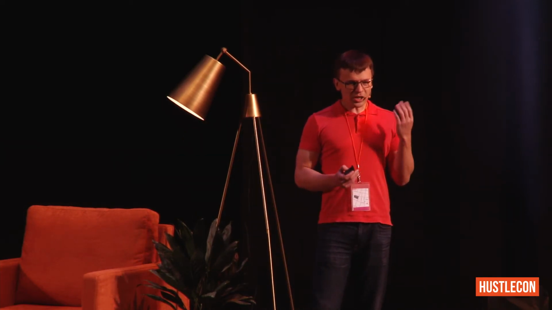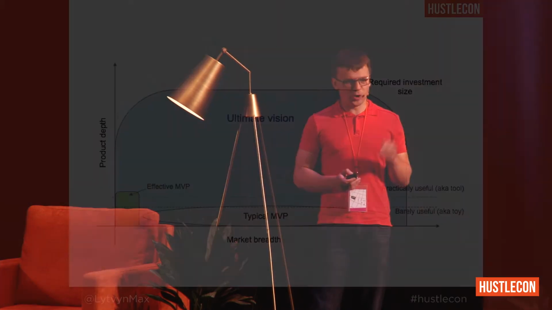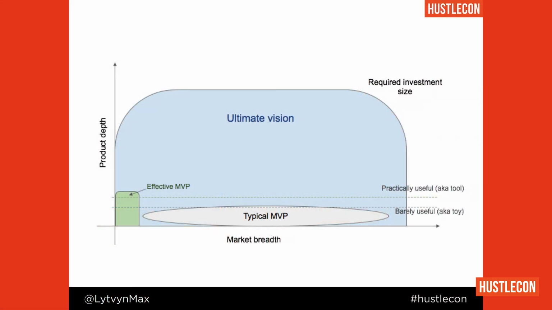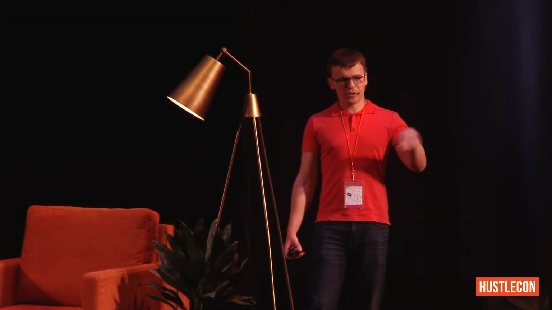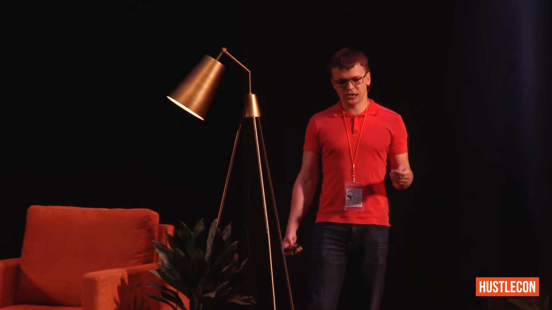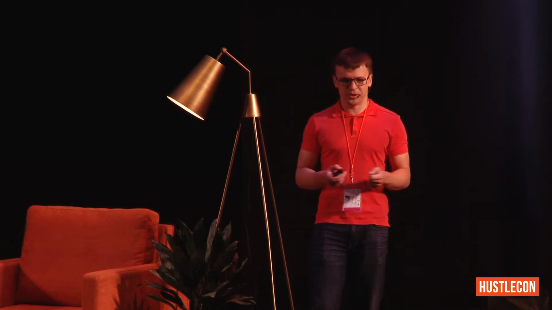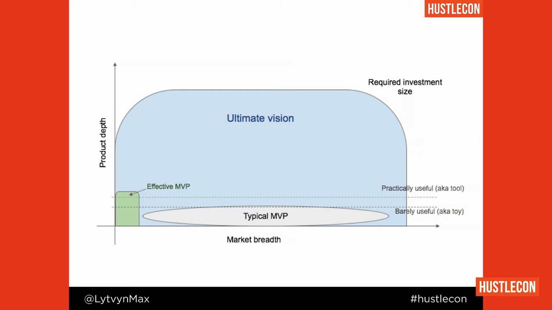So let me illustrate with a diagram what it actually means, how that works. Let's say on the vertical axis you have product functionality, product depth, like how much value you're creating for users. And on the horizontal one you have market breadth, like the size of your market. And the area of the chart is the amount of work you have to do to get there. The blue shaded area is your ultimate vision. It's like 10, 15, 20 years of work. So you don't want to start there. You want to do something smaller, trim it.